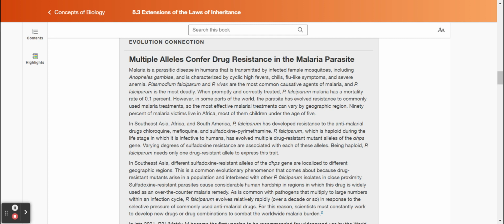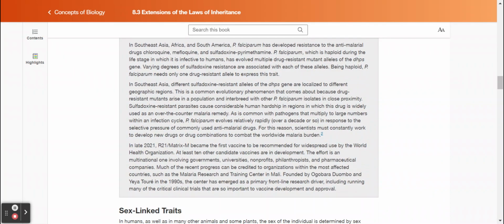However, in some parts of the world, the parasite has evolved resistance to commonly used malaria treatments, so the most effective malarial treatments can vary by geographic region. 90% of malaria victims live in Africa, most of them children under the age of 5. In Southeast Asia, Africa, and South America, P. falciparum has developed resistance to the anti-malarial drugs chloroquine, mefloquine, and sulfadoxine pyrimethamine.